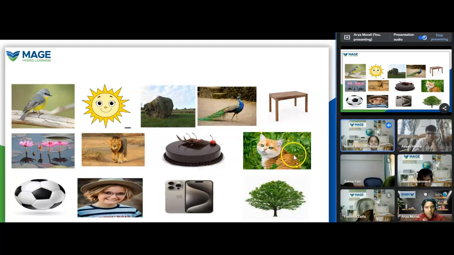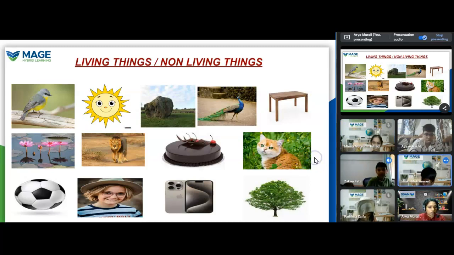Finished, ma'am. Okay, let's move to the next. I'm not done, ma'am. Make it fast. Done, ma'am. Ma'am, that flower is a lotus. Yes, that flower is a lotus. Lily is actually white in color.